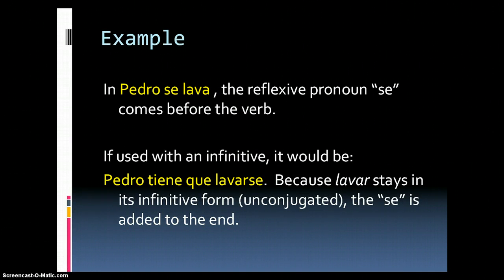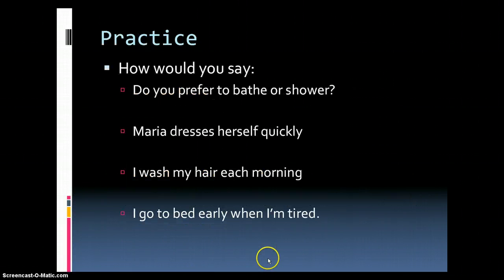Again, this is just a little bit more of the same thing. It's just showing you, in Pedro se lava, the reflexive pronoun se comes before the verb because it's just a normal sentence. He washes himself. If I'm using it with an infinitive, it would be lavarse. And it's going to stay se because Pedro is my subject, and that's not me or you or nosotros. All right, how would you say, do you prefer to bathe or shower? ¿Prefieres bañarte o ducharte? Because I have a conjugated verb, the other two are going to stay in the infinitive. But since I'm talking to you, and that's my prefieres, then it's going to end in te instead of se.